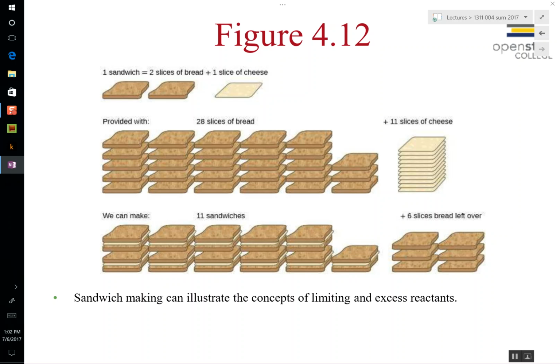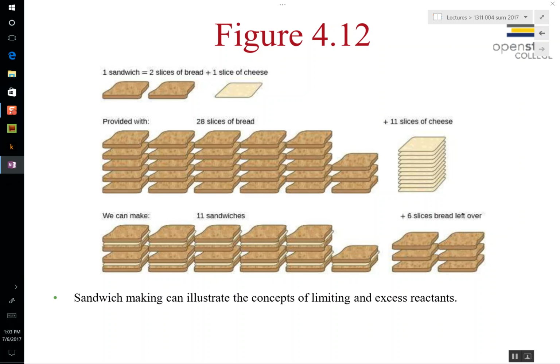Okay? You're provided with 28 slices of bread and 11 slices of cheese. And the question is, how many cheese sandwiches can you make? What's your limiting? 22. Okay? So what, you're saying you got, not 22, 11, right? You can make 11 sandwiches.